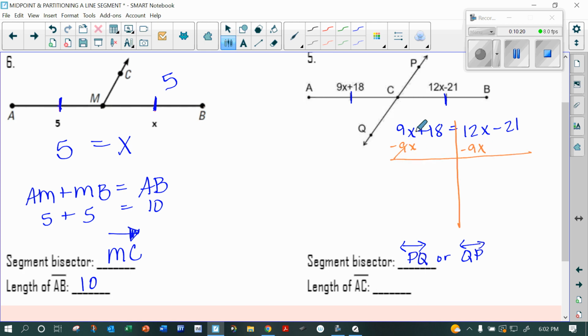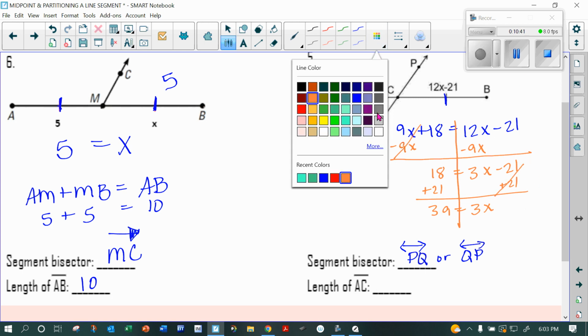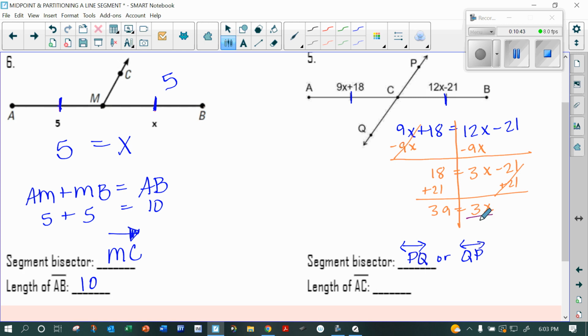So I'm going to subtract 9x. So I get 18 equals 3x minus 21. And then I'm going to add this 21 over here. So that's 39 equals 3x. Those cancel. And then I'm going to divide by 3. So I get that x is 39 divided by 3, which is 13.